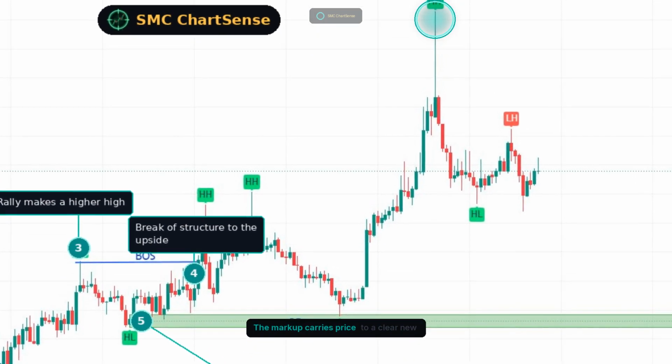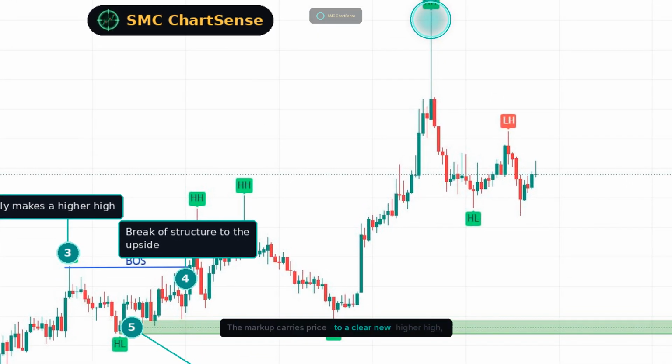The markup carries price to a clear new higher high, well above the break level and the order block. The uptrend that the base set up, the break confirmed, and the zone defended has delivered its leg. After the high, price pulls back to a lower high and chops near the top, the markup maturing into balance, just as the downtrend matured into a base. The bullish half is complete: exhaustion, break, order block, defense, markup, new high.